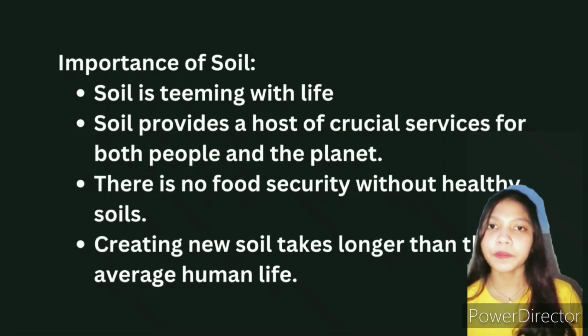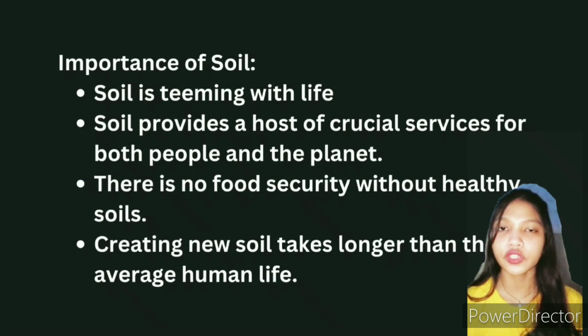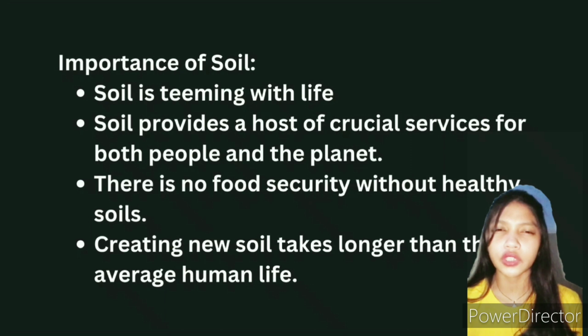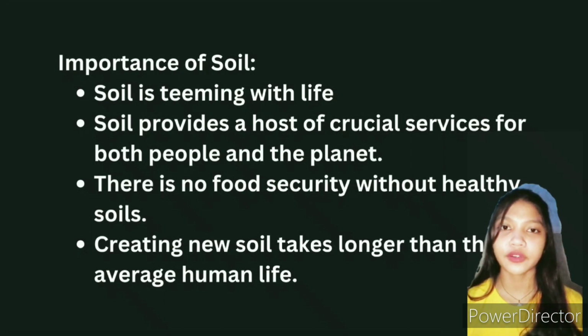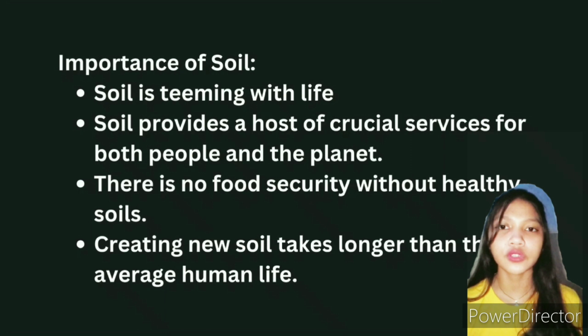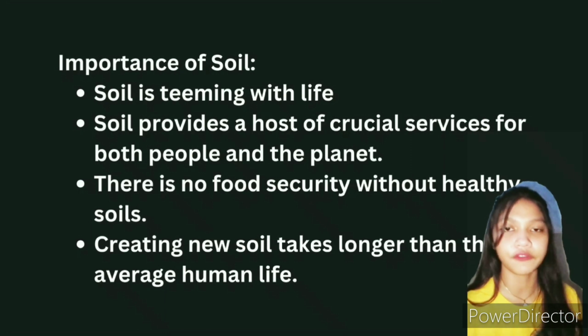Second, soil provides a host of crucial services for both people and the planet. Soil puts food on our plates, purifies our water, protects us against flooding, and combats drought. It's also key to tackling climate change as it captures and stores vast amounts of carbon.